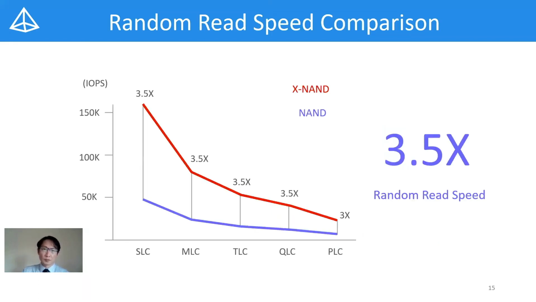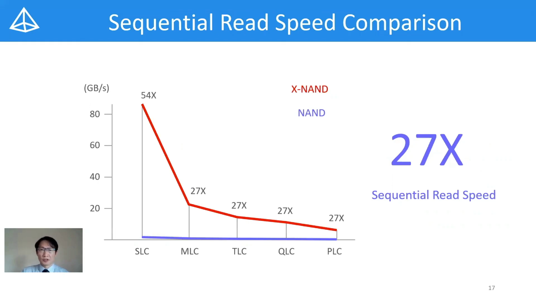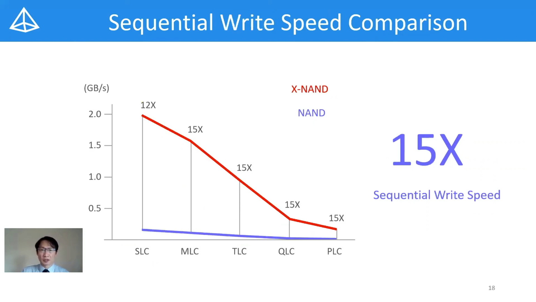This slide shows a random read speed comparison between NAND and XNAND from SLC to PLC. As you can see, XNAND's speed is 3.5 times faster than conventional NAND. For random write speed, XNAND is 3 times faster than the conventional NAND. For sequential read, XNAND provides about 30 times the speed of conventional NAND, and 15 times the sequential write speed of the conventional NAND.